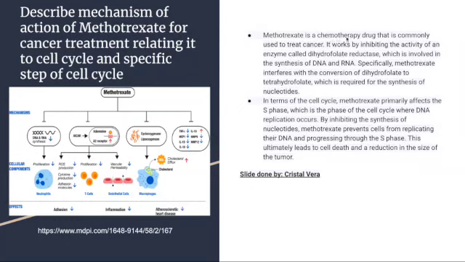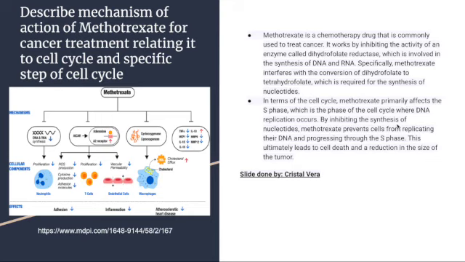Methotrexate is a chemotherapy drug that is commonly used to treat cancer. It works by inhibiting the activity of an enzyme called dihydrofolate reductase, which is also involved in the synthesis of DNA and RNA. Specifically, methotrexate interferes with the conversion of dihydrofolate to tetrahydrofolate, which is required for the synthesis of nucleotides. In terms of the cell cycle, methotrexate primarily affects the S phase, which is the phase of the cell cycle where DNA replication occurs.